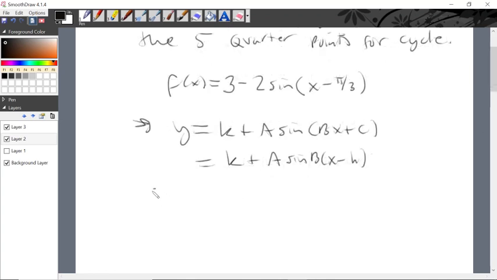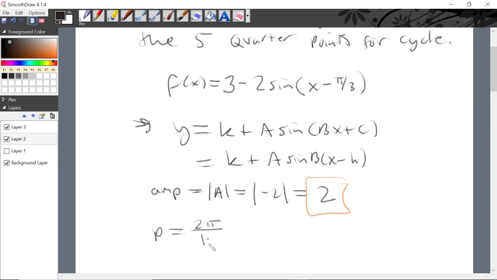So we'll note, what is the amplitude? Okay, the amplitude is equal to the absolute value of a. That would be the absolute value of negative 2 in this case, so the amplitude is equal to 2. The period is equal to 2 pi divided by the magnitude of b. That's 2 pi divided by what is b? b in this case is equal to 1. So 2 pi over 1, so the period of our wave is going to be 2 pi.